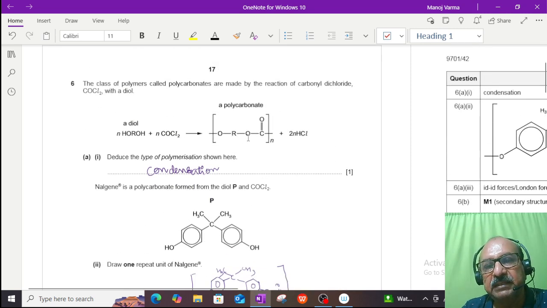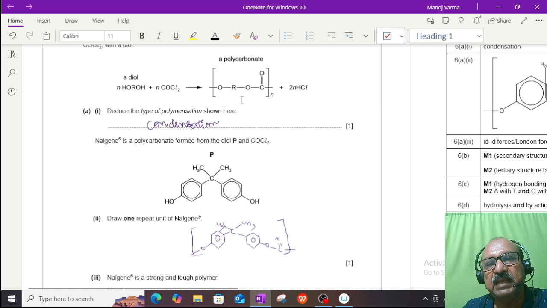So following this pattern, these OH groups are actually these OH groups, and this entire part, the rest of the part, is the R part. So taking the clue that this entire thing is the R part and these are the two OH groups, and you have to form a repeat unit like this, you can easily write in place of R this entire group, and then this O shown here, and then O, and then CO shown here, and then this will be repeated. So this will be the one repeat unit of Nalgene. I think you understood this.